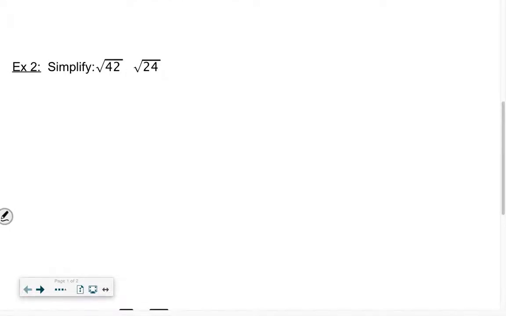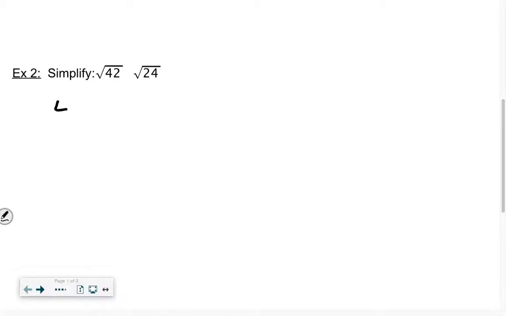If we look at example 2, a little bit bigger problem, we have the square root of 42 times the square root of 24. Okay, so what we want to do for these is notice 42 and 24 are bigger numbers. We could multiply the 42 and the 24 together right away, but I think the best option is to go ahead and do our prime factorization method.